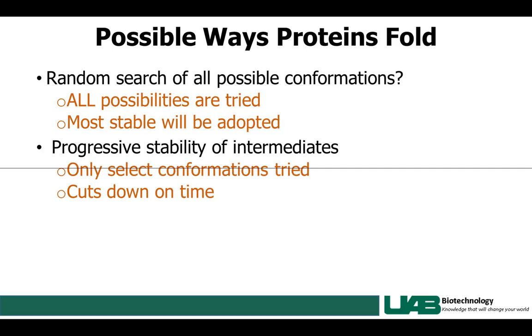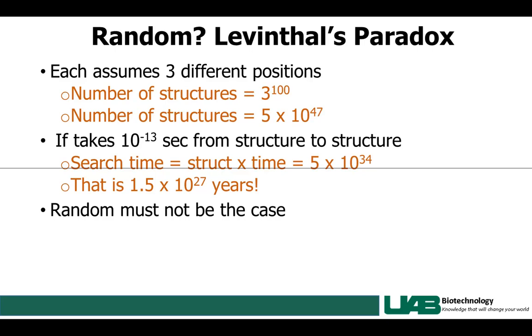The possible ways that a protein could fold are as follows. It could search randomly through all possible conformations, with all the possibilities tried until the protein arrives at the most stable conformation. That's the first possibility. The other possibility is that the protein does not experiment with all the possible conformations, but only goes through a limited number of intermediates until it arrives at the final conformation needed for its three-dimensional structure.